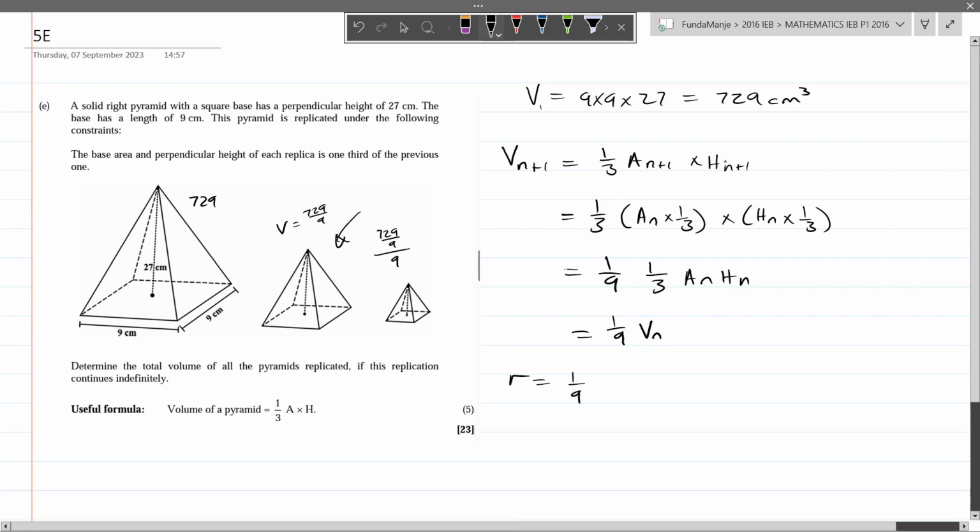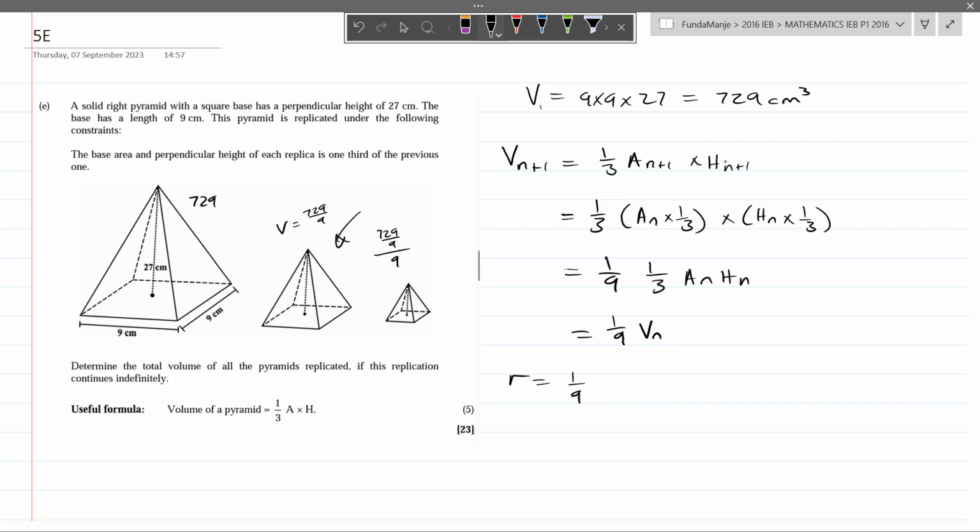So they say determine the total volume of all the pyramids replicated if this goes on indefinitely. Indefinitely is definitely a clue to use the sum to infinity. The sum to infinity is equal to A over 1 minus r. And A is the first one, which is the volume of the first pyramid, which would be 729, all over 1 minus the ratio, which is 1/9. This gives us an answer of 820.1 centimeters cubed.